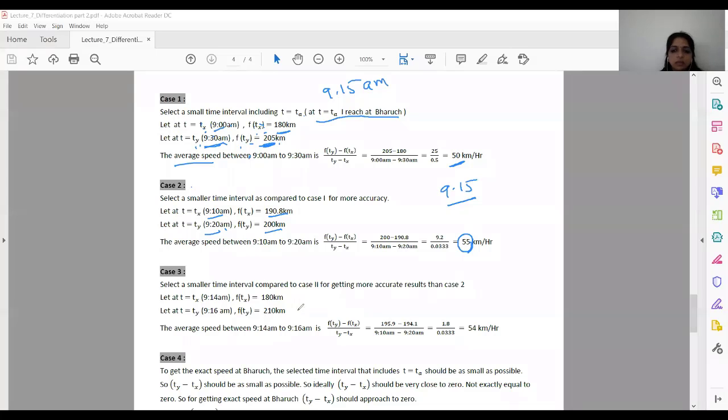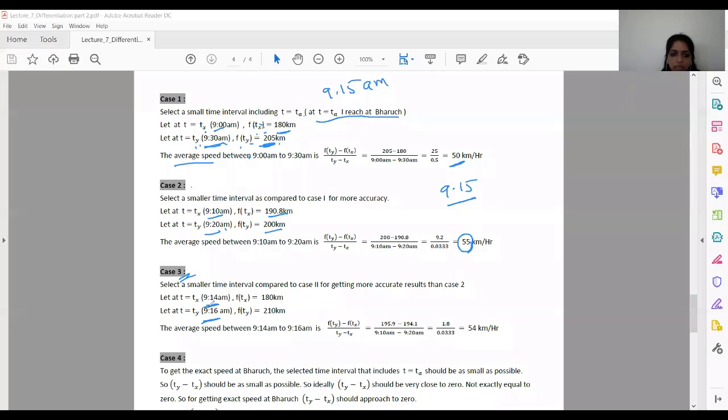Right? Now in the third case, if we go for an even smaller interval, my interval is 9:14 to 9:16.